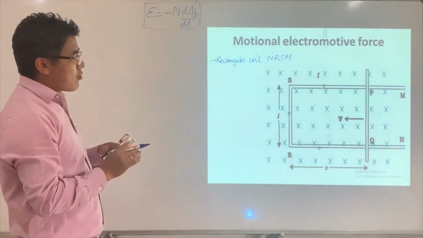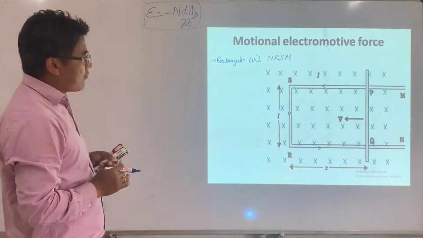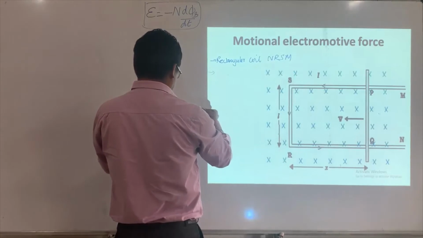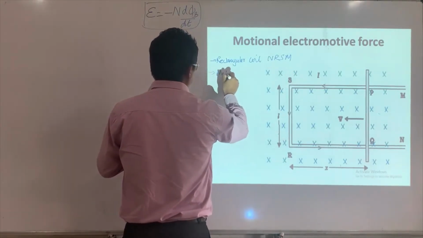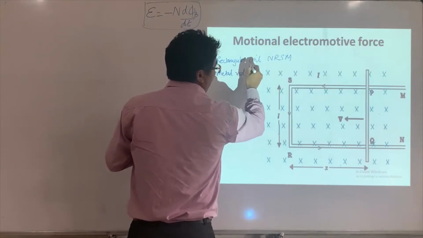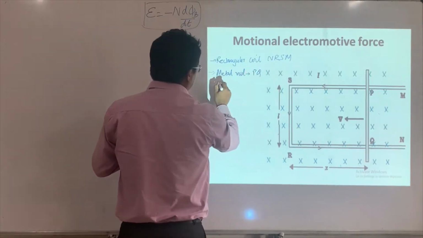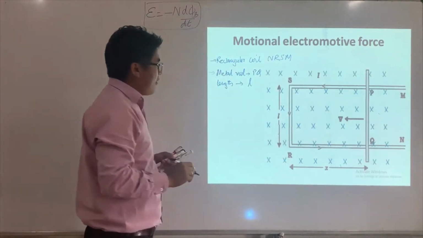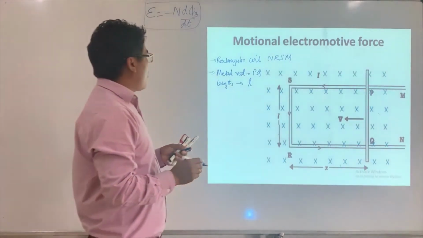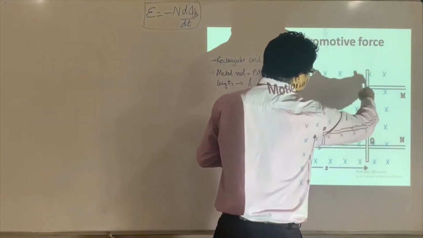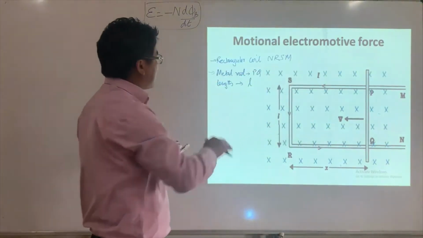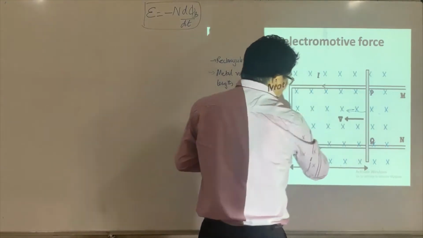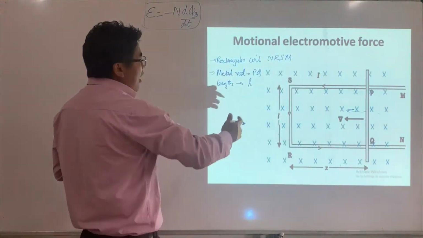This is a metallic rectangular coil put in a uniform magnetic field, and I have a metal rod PQ of length L. All right. So what we are going to do is allow the metal rod to roll on this rectangular coil, moving in this direction.